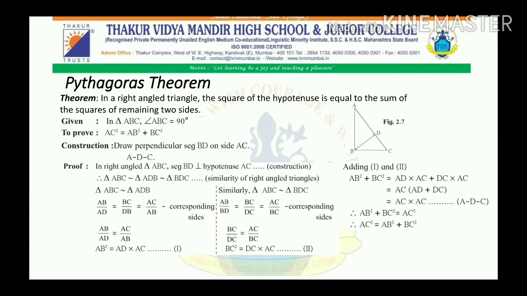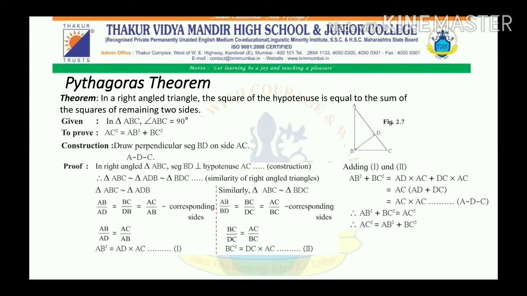Now statement 1 says AB square is equal to AD into AC, and BC square is equal to DC into AC according to the second statement. By adding the first and second, we get on the left hand side AB square plus BC square is equal to, on the right hand side, AD into AC plus DC into AC. Since AC is common, we are taking it common.